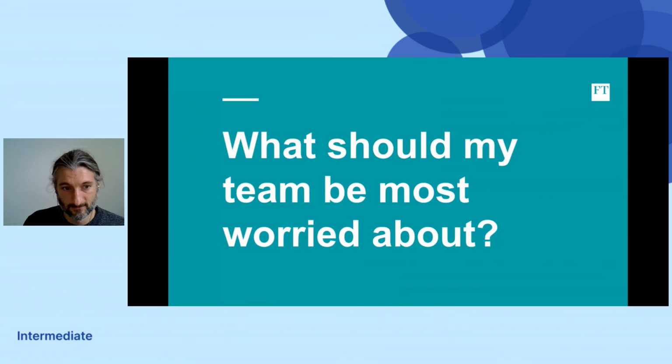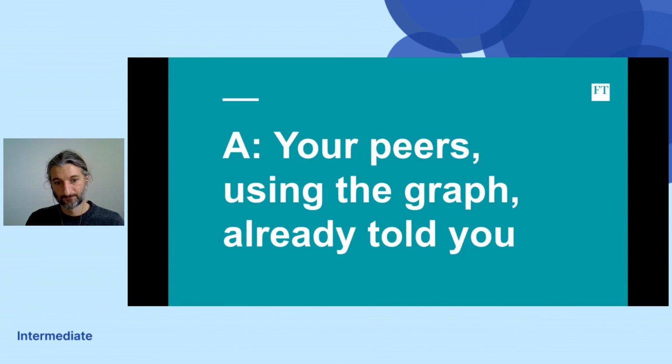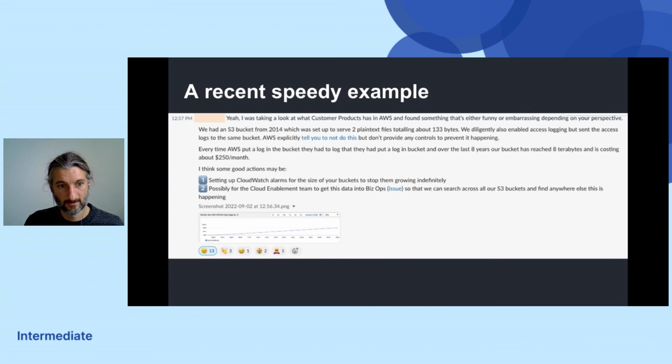So now, that question, what should my team be most worried about? The answer to that is your peers using the graph have already told you. So we're really getting ahead of things, rather than waiting for people to ask questions and giving a fast response. Here's an example of that in action.